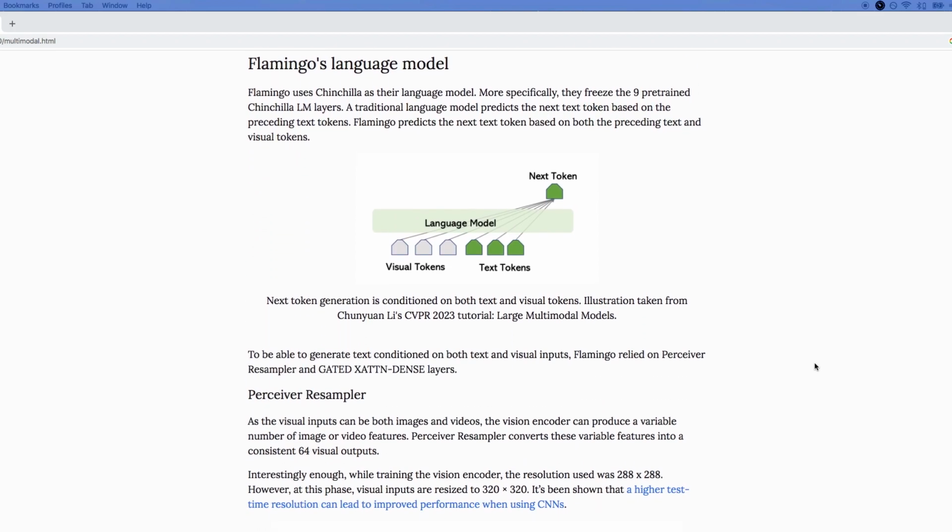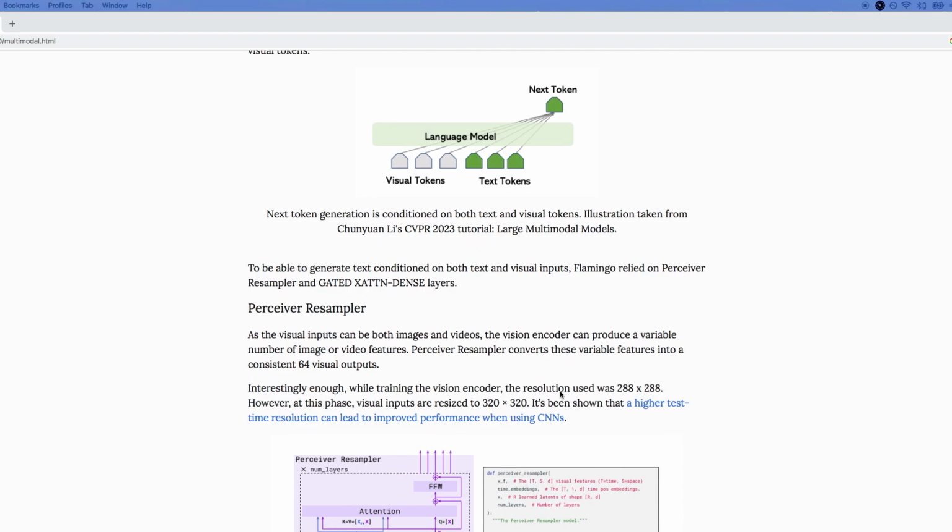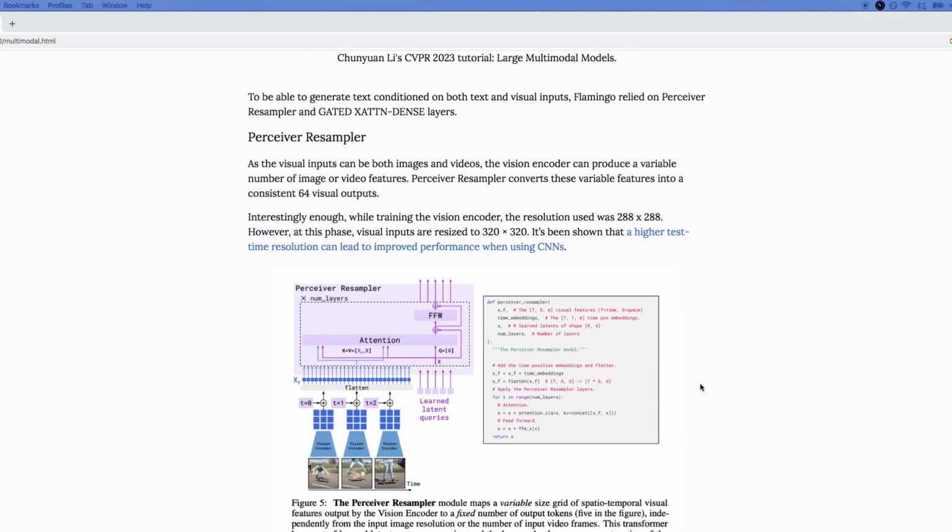Flamingo's language model. Flamingo uses Chinchilla as their language model. More specifically, they freeze the 70B pre-trained Chinchilla LM layers. A traditional language model predicts the next text token based on the preceding text tokens. Flamingo predicts the next text token based on both the preceding text and visual tokens. Next token generation is conditioned on both text and visual tokens. Illustration taken from Chunyuan Li's CVPR 2023 tutorial, Large Multimodal Models.